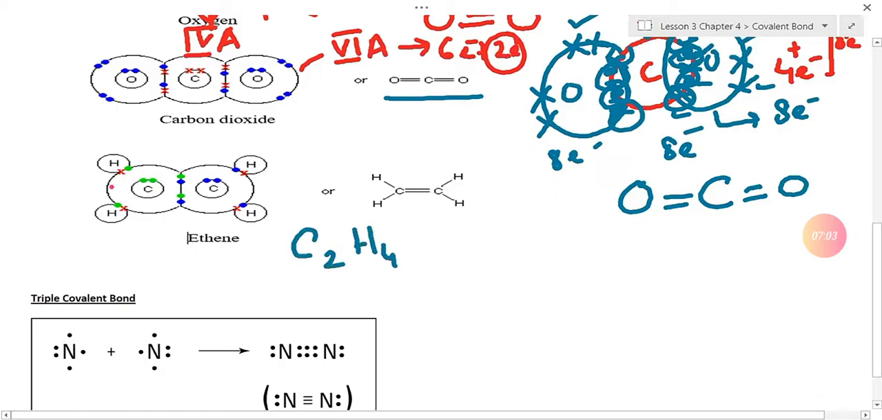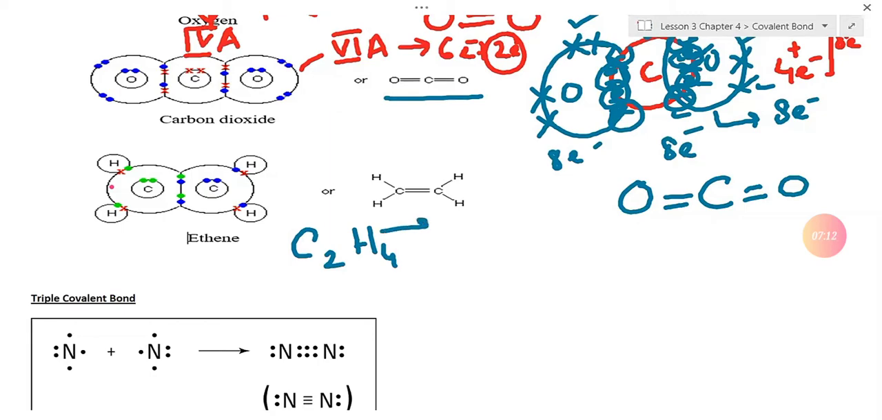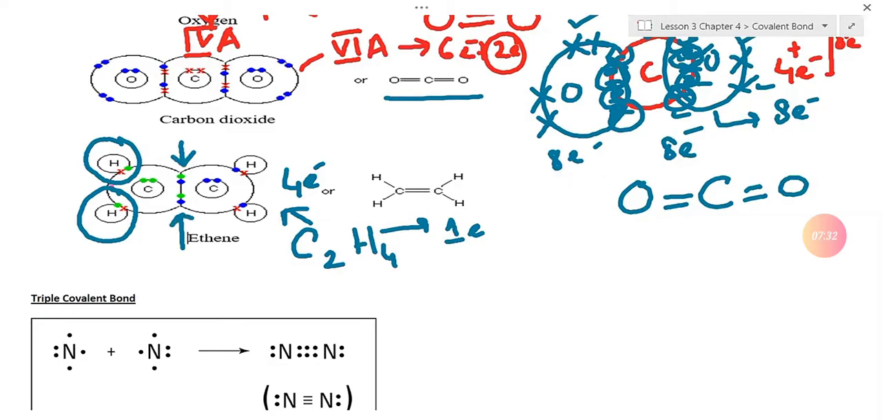Let's talk about ethene. The formula for ethene is C2H4. Now we will first once again go for analysis: carbon belongs to group 4A, so each carbon needs 4 electrons, and hydrogen needs 1 more electron to complete its duplet. So how will the sharing take place? Each hydrogen will be sharing 1 electron with carbon to complete their duplets, whereas 2 pairs of electrons will be shared between the carbons.